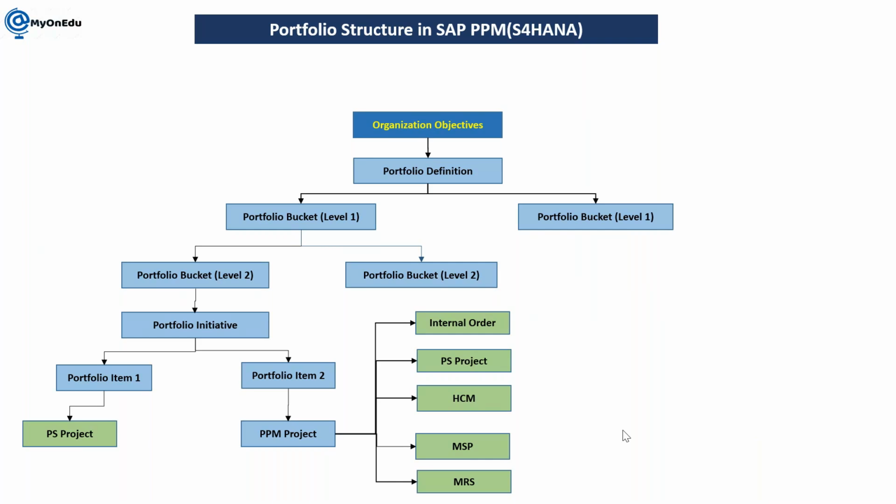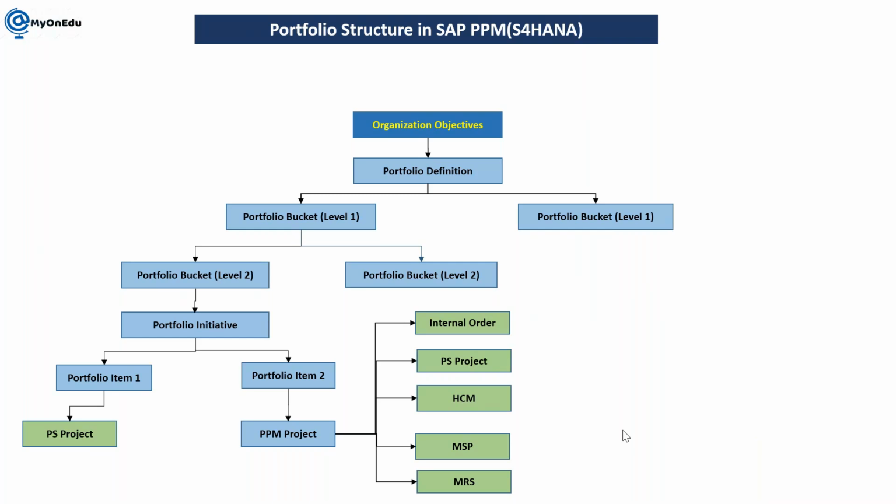So here, if I consider another scenario where the Indian government is the portfolio definition and each individual department is a bucket, right? The education ministry is one bucket, the defense ministry is one bucket, the finance ministry is one bucket, and the road and transport authority is one bucket. If the road and transport authority is starting any project, it has to be initiated by them, not by the finance ministry or the education ministry, right?